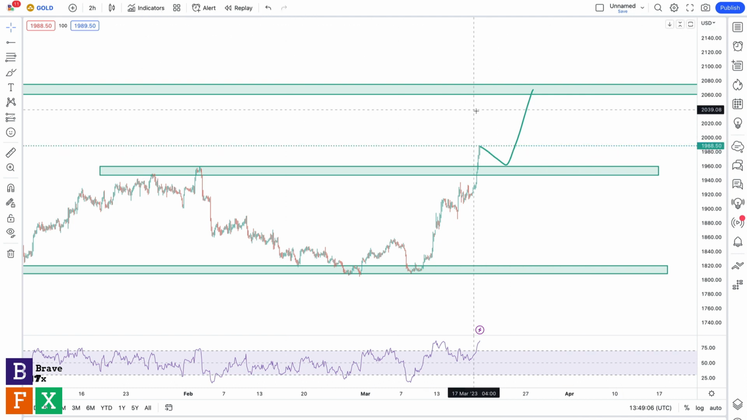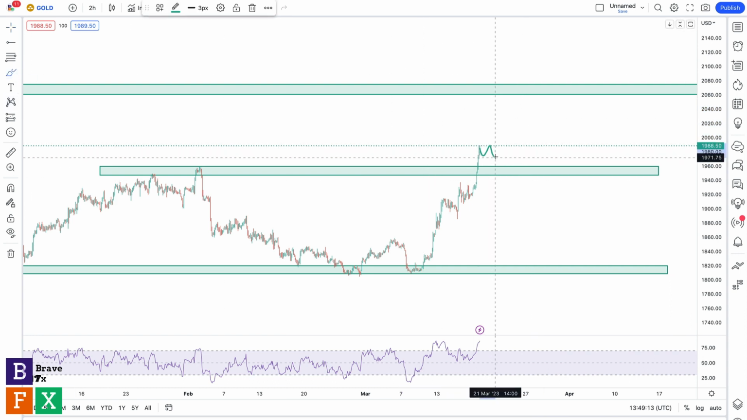Alternatively, we might get some sort of consolidation, giving us an indication of a bullish continuation pattern. So a consolidation like this and a break of that consolidation, giving us the idea that the bulls are going to step in to push the price higher.